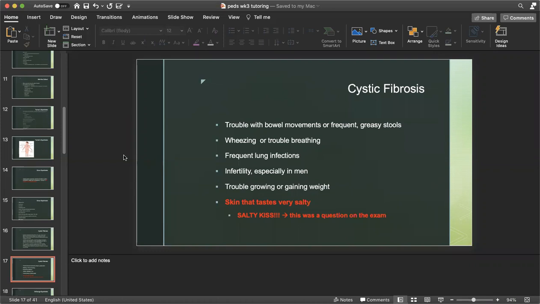Are there any questions so far? Yes, so because they have that thick mucus membrane. No, just salty kiss referring to the skin. So their skin will be super salty. But on the test, she was just like, salty kiss. You're welcome.